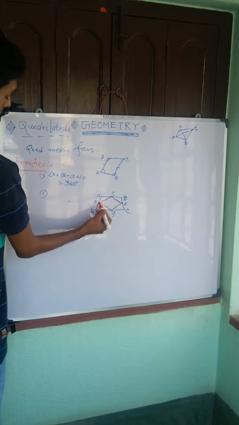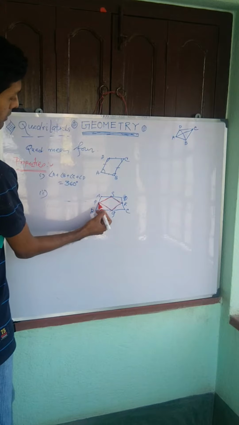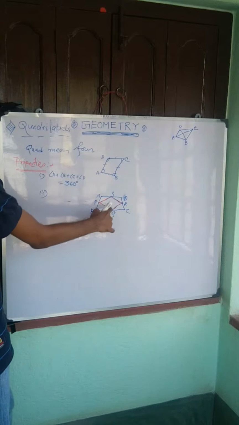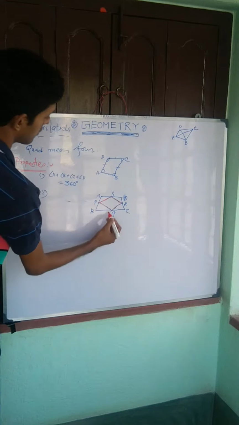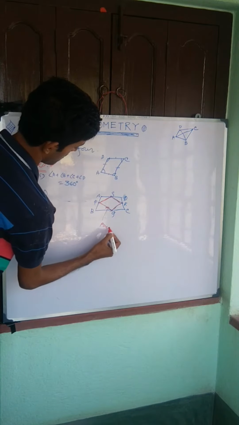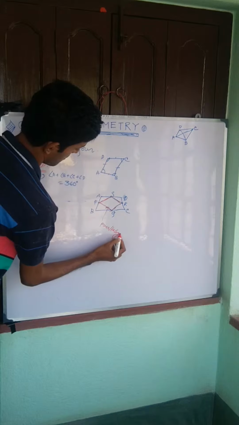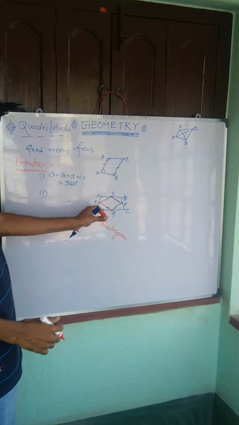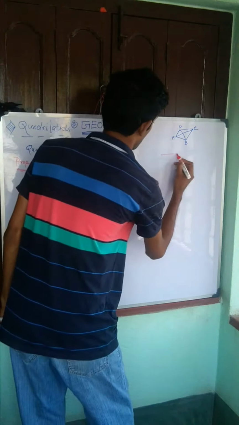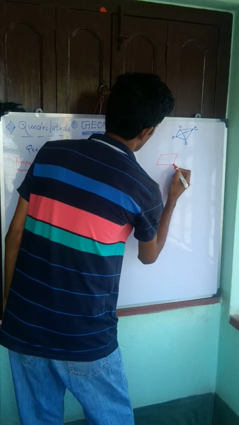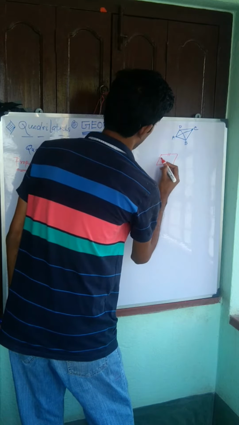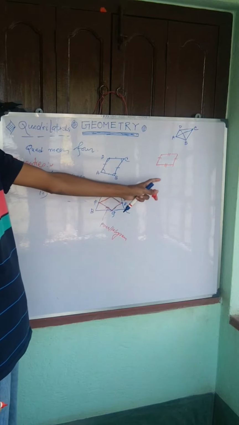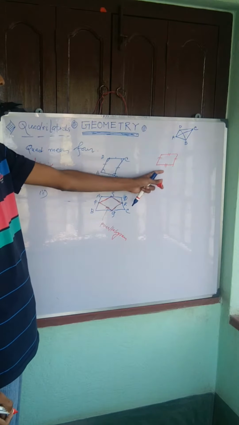If the midpoints of the sides AB, BC, CD, DA, that is P, Q, R, S, are joined together, they form a parallelogram. So this is a parallelogram. I should discuss earlier, before going to this point, what a parallelogram is. A parallelogram is one type of quadrilateral whose opposite sides are equal and parallel.